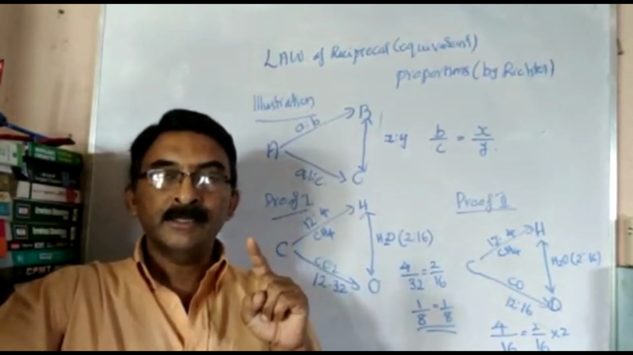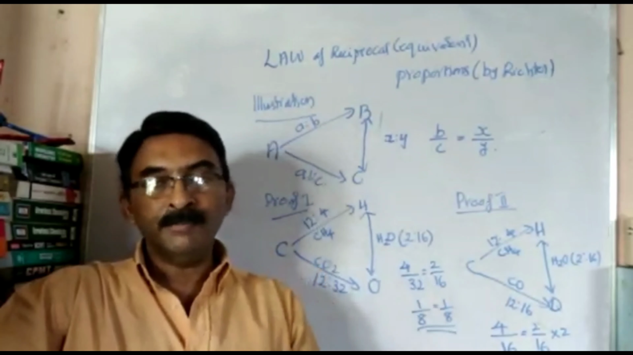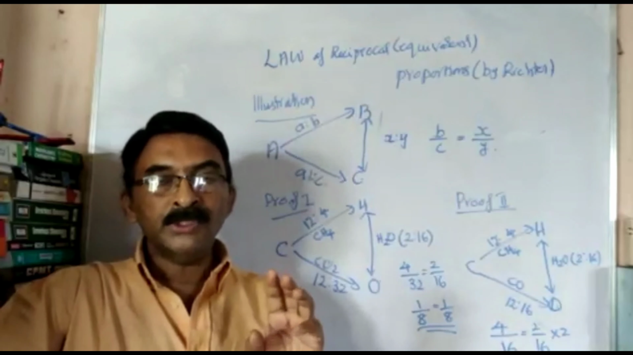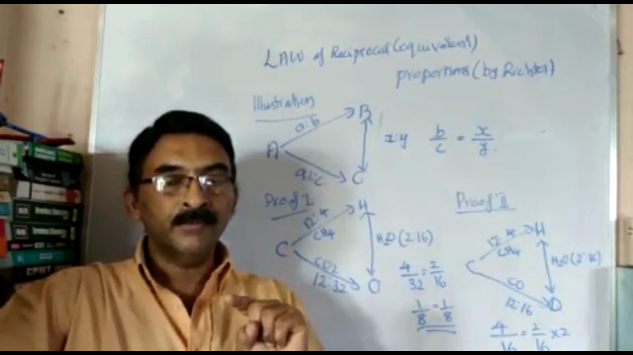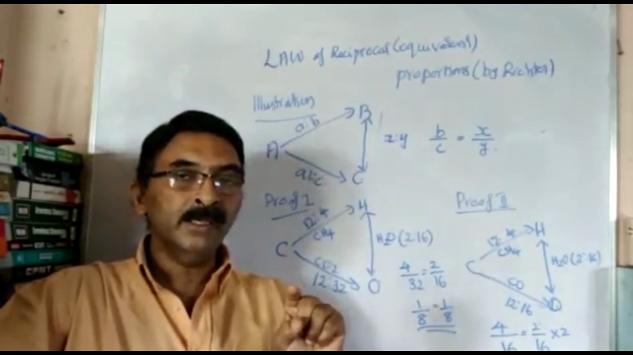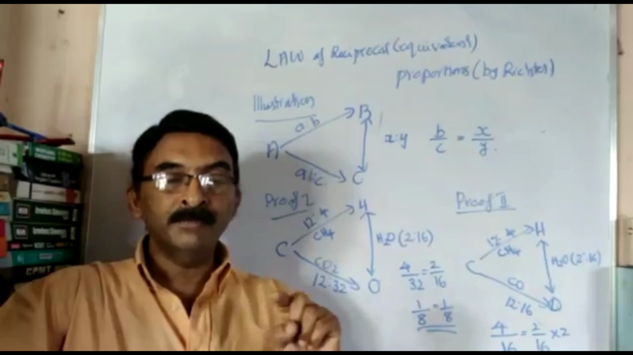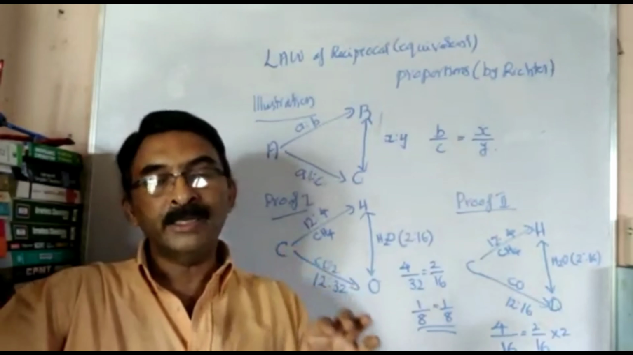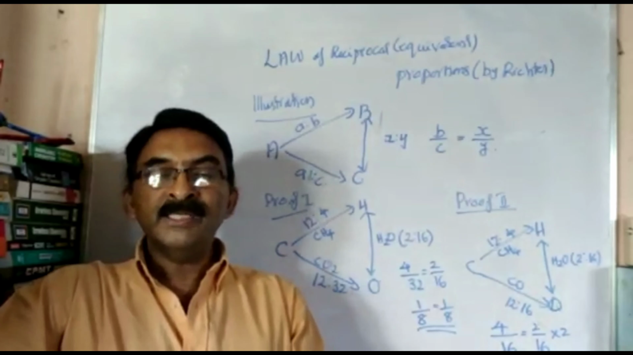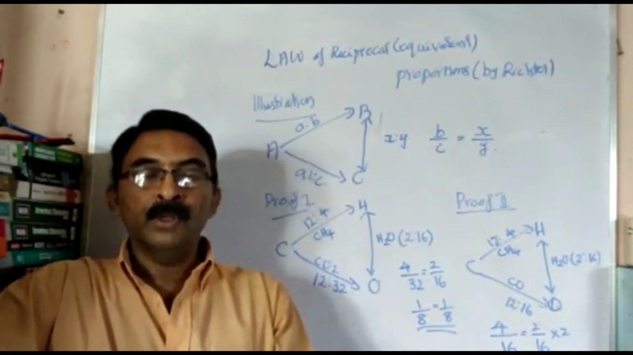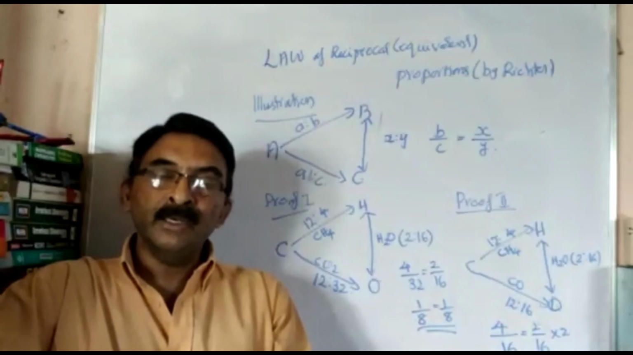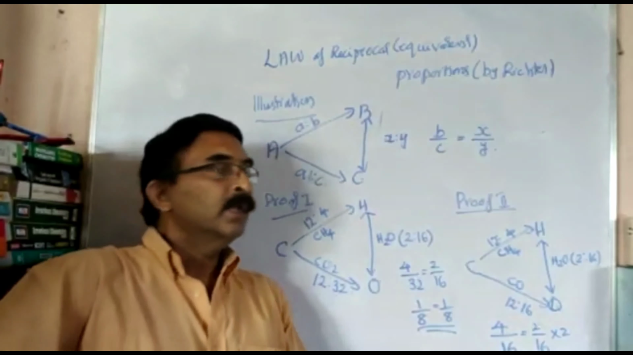In such a way, suppose A, B and C are the elements, then the three compounds should be a combination between A and B, another one a combination between B and C, and a third one a combination between A and C. All three types of combination must be there. Only in such cases can the law of reciprocal proportion be applied. Now, we will see what this law states.